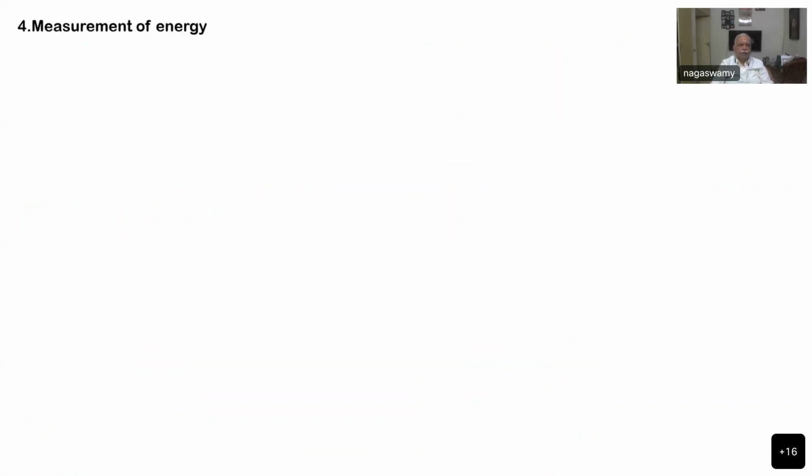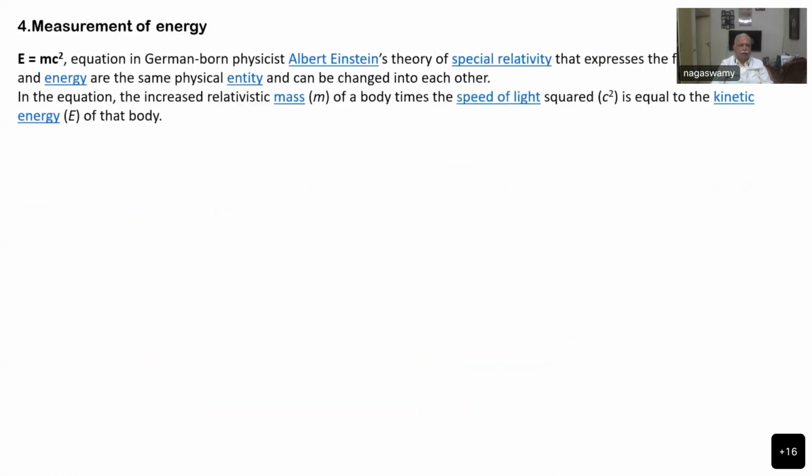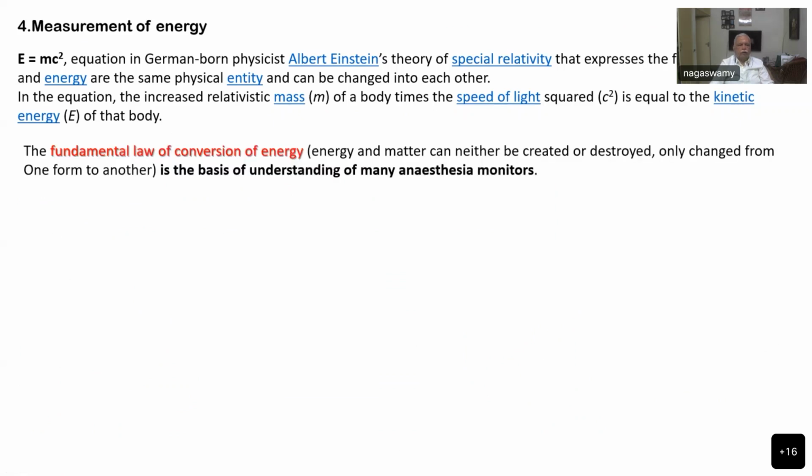Then coming to the measurement of energy, E is equal to mc squared. That is the famous formula by Albert Einstein and the theory of special relativity. So mass and energy are the same physical entity and can be changed into each other. In the equation, the increase in the mass of a body times the speed of light squared is equal to the kinetic energy of that body. So that is the important equation which you have to know.